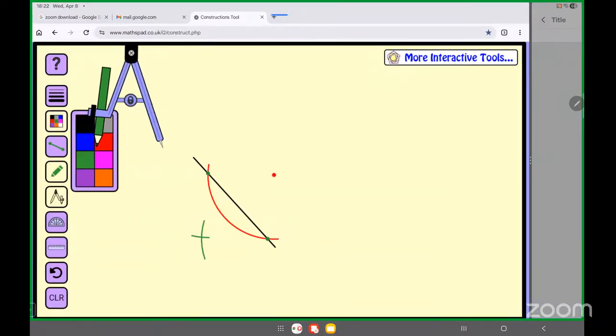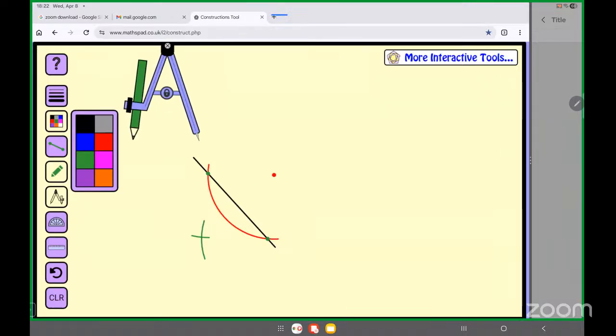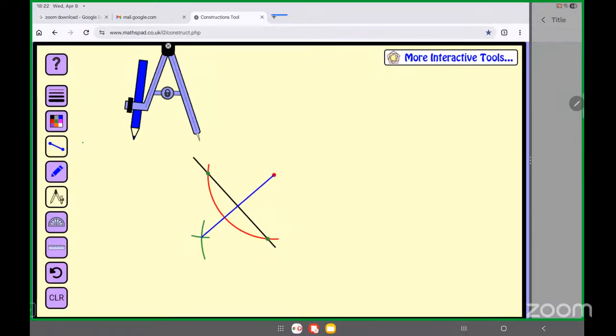When you go now, and you draw a line through the intersection and the point, that's a perpendicular from the point to the line. It means it's right here. And this is 90 degrees. That is it.